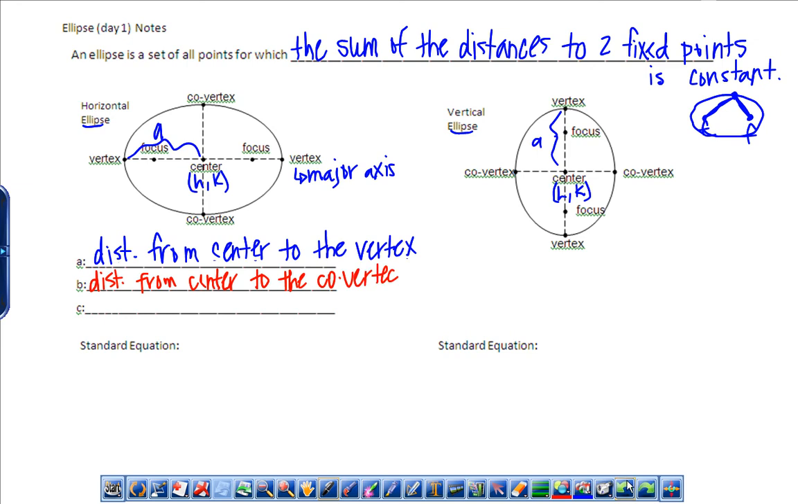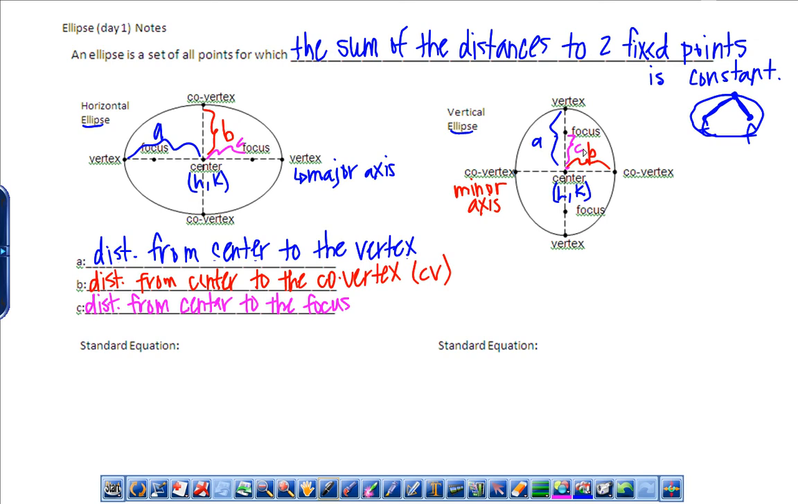And you're going to see me abbreviate this as CV. So on this one, this is your B value. And over here, this is your B value. And your co-vertex is called your minor axes. And your C is your distance from the center to the focus. Or if you're talking about two, it's called the foci. This is your C. And over here, this is your C value.